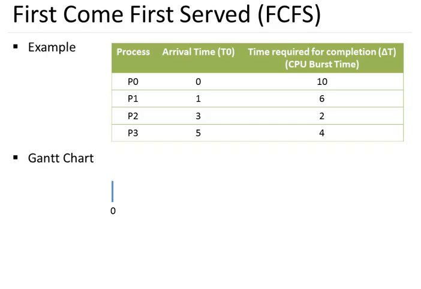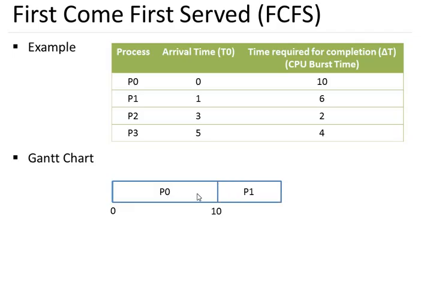Let's see that. So at time 0, which process comes? P0. And as this policy suggests, whatever process comes first will be served first. So P0 comes first, so obviously this process will get the CPU first. And how many units does it require for its completion? 10 units. So what does it mean? This process P0 will be executed till 10. So from 0 up to 10, P0 will be executed.